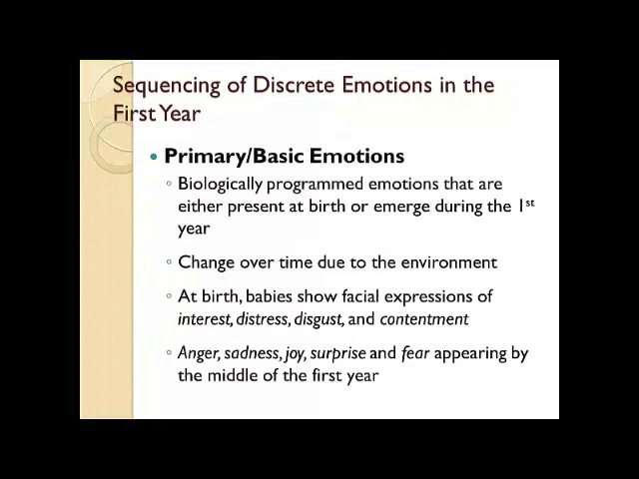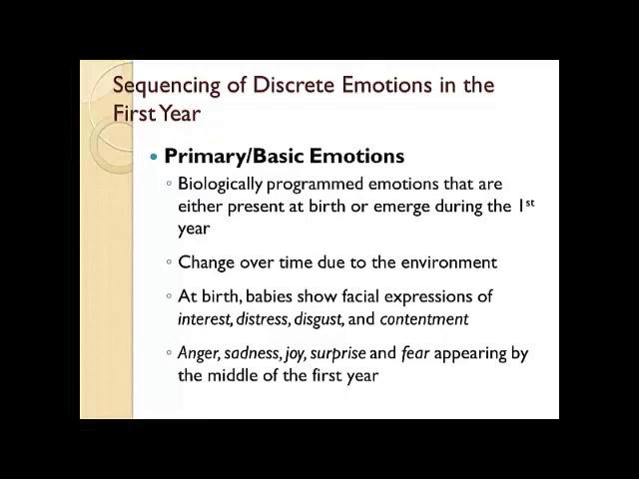Let's take a look some more at these discrete emotions and how they develop. There are a couple of different types of emotion, but we're going to focus on our primary or basic emotions. These are biologically programmed emotions. They're either present at birth or they emerge during the first year. Most of them do emerge during the first 6 months of age, but generally, when we're talking about these emotions, they're the ones that will appear over the first year.